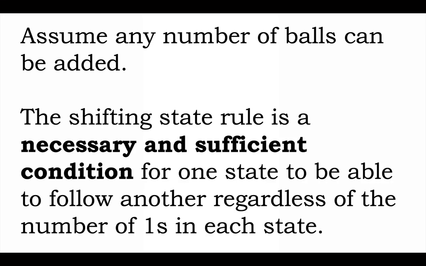Now we can extend that shifting state rule. Assume any number of balls can be added. The shifting state rule is a necessary and sufficient condition for one state to be able to follow another, and it doesn't matter how many balls we're juggling. We just need to make sure that if there's a 1 in position 5 in one state, in the following state there will be a 1 in position 4, and so forth. It's really exciting to watch the graph develop, so let's do that.